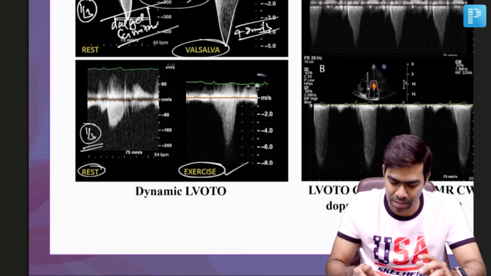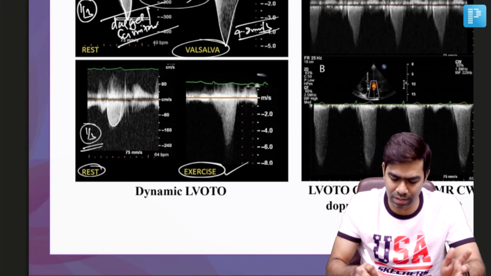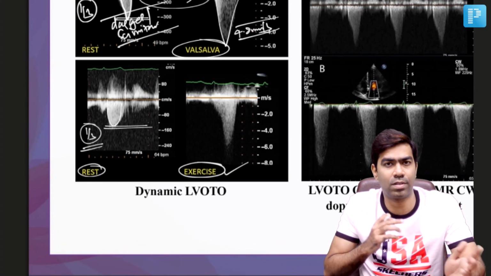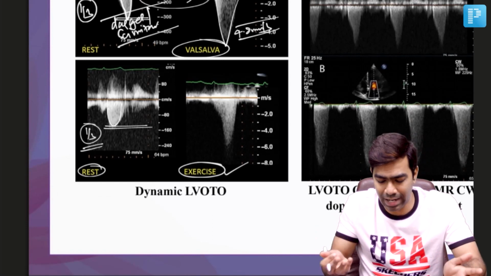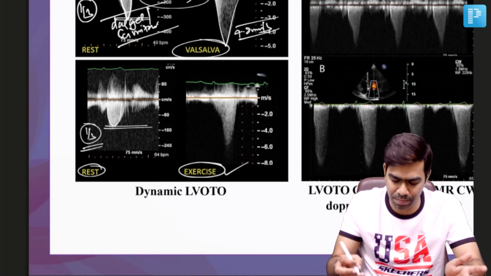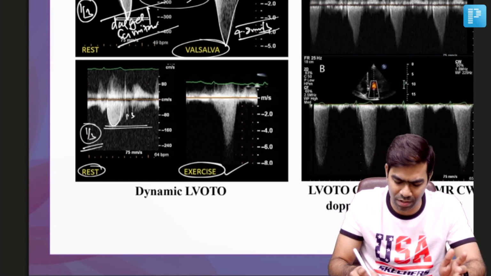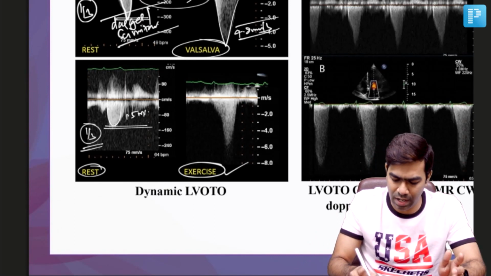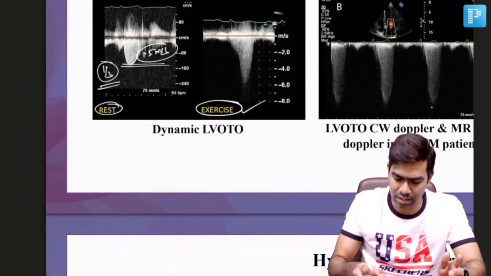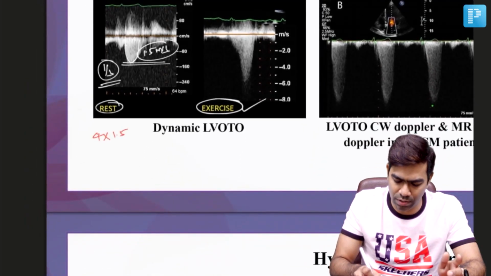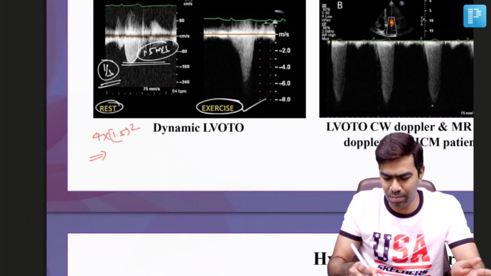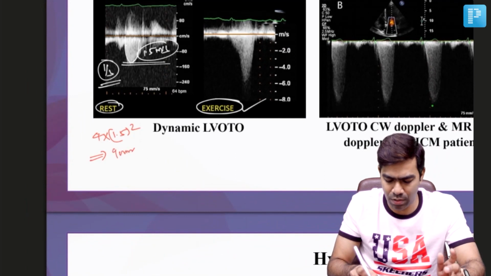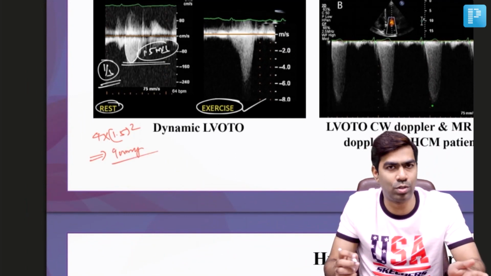This patient is having a normal LVOT waveform, which means the velocity of the continuous wave Doppler at the LVOT at rest in this patient is approximately only 1.5 meters per second. And if you calculate the gradient, it is 4 multiplied by 1.5 squared. So I think it will be approximately around 9 millimeters of mercury. So that's all the gradient is, nothing more than that.